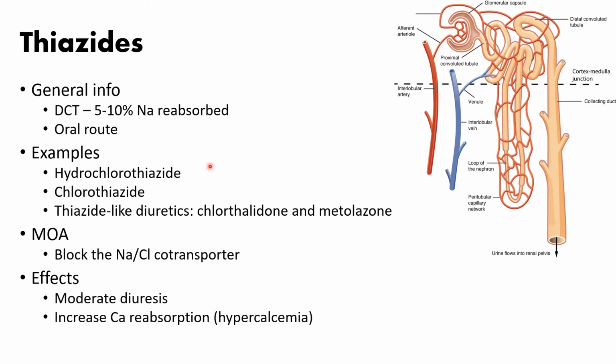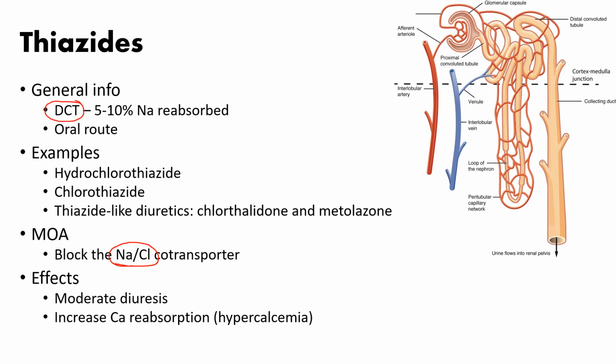All of these drugs block the sodium chloride co-transporter in the distal convoluted tubule. Okay, so they block, very important, the sodium chloride co-transporter in the distal convoluted tubule. And the effects include moderate diuresis.